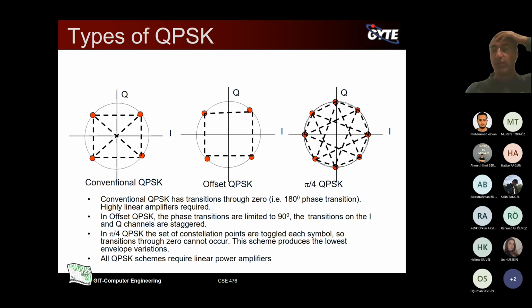In pi over 4 QPSK modulation, the set of constellation points are toggled each symbol, so transition through 0 cannot occur. So this has the lowest envelope variations. In summary, all the QPSK modulations, as you see, require linear power amplifiers.